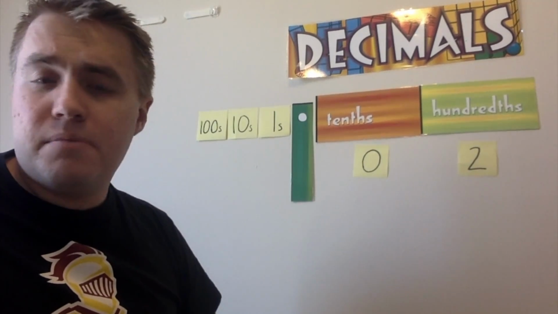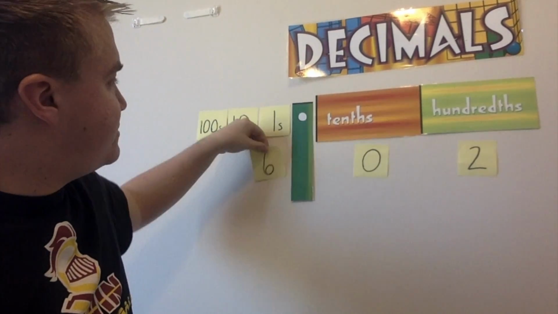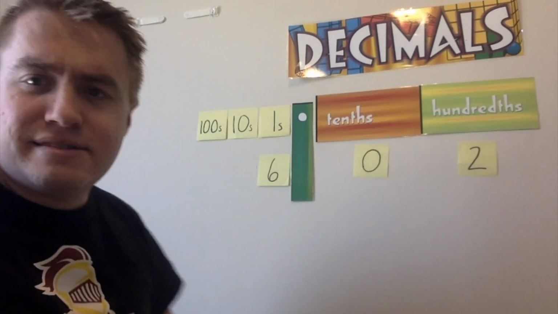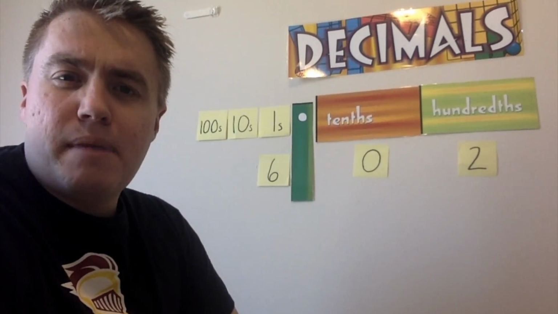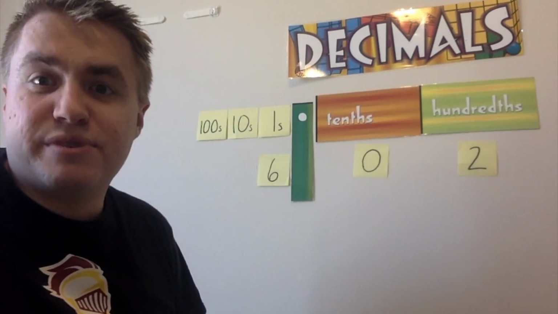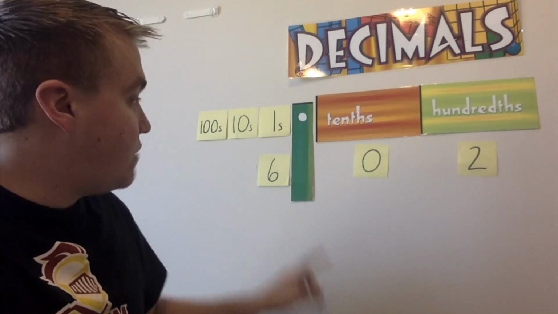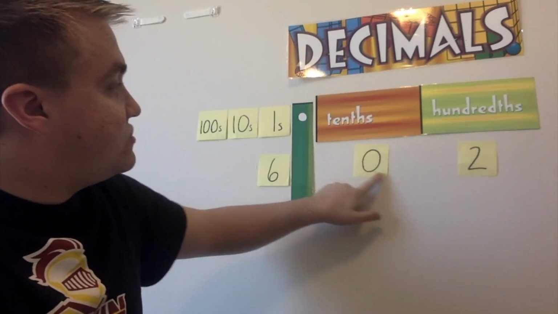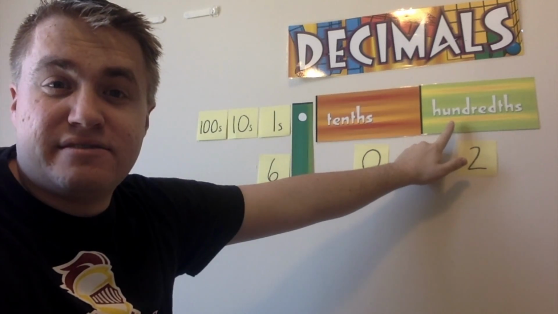Okay? But what if I had my 6 in my ones spot over here? Well, if you remember, when we read the decimal, we just read it as an "and." So I would say 6 and 2 hundredths.